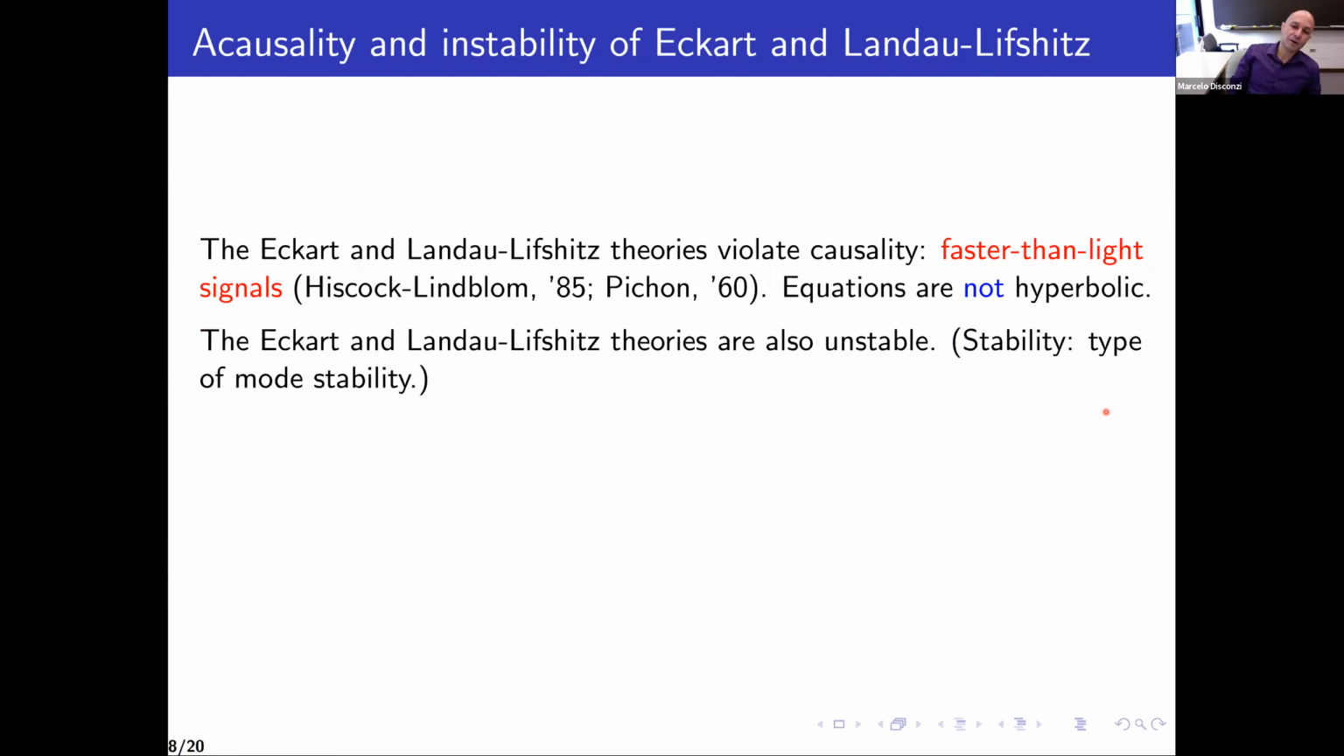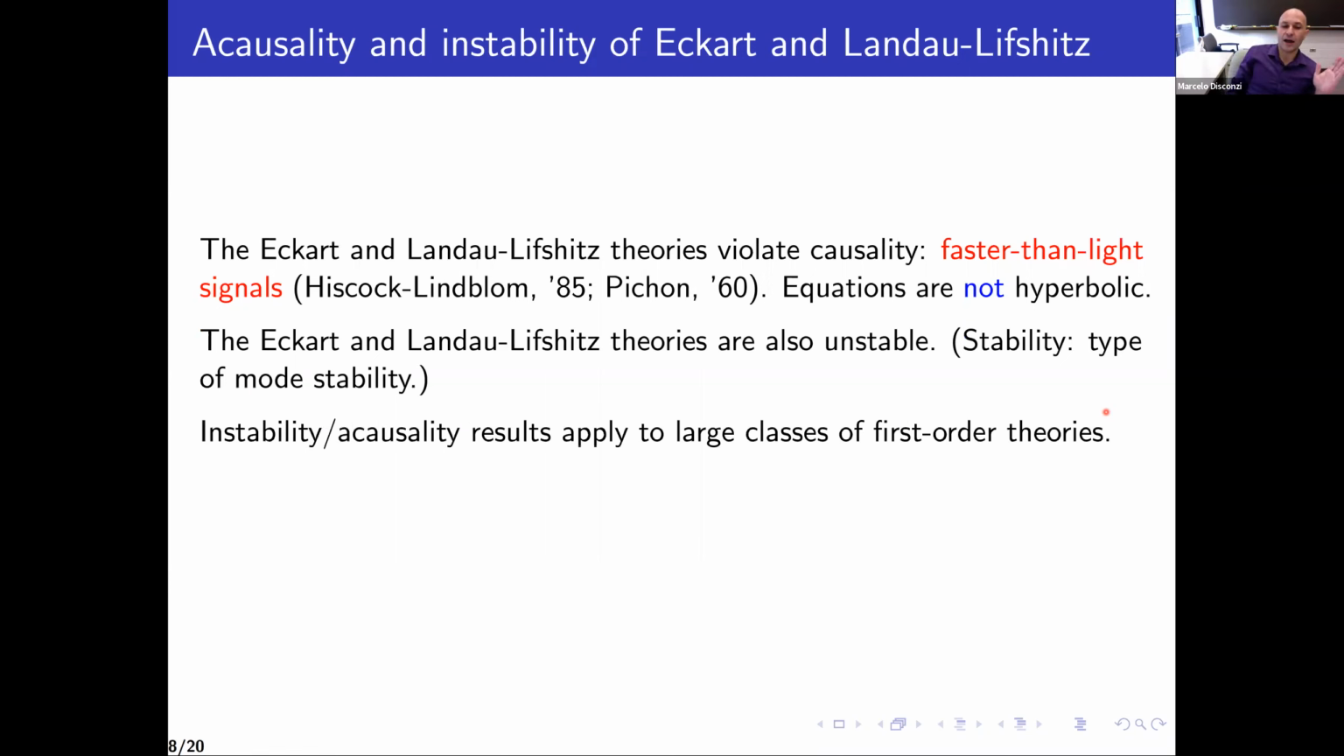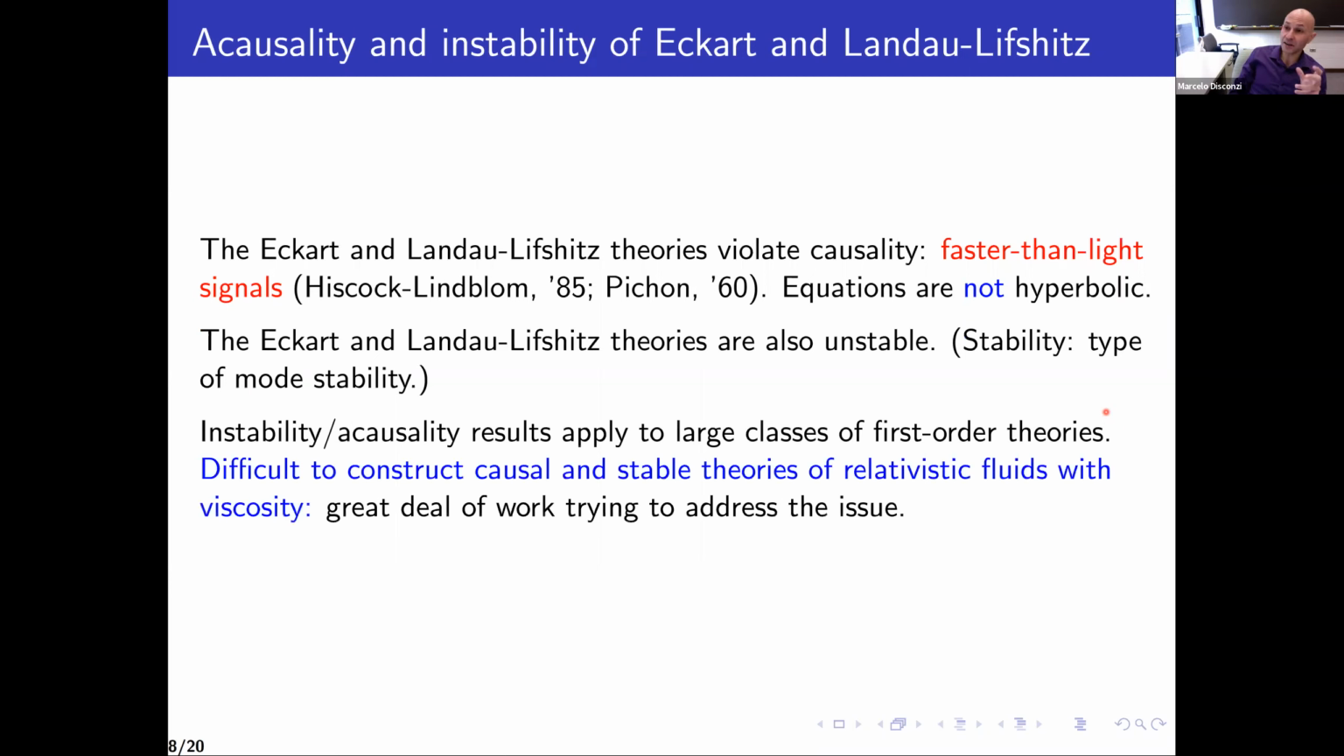There are other problems with these theories. They also are unstable, and stability here is just in the sense of mode instability. And this instability and acausality result applies not only to these two theories, it actually applies to a large class of first-order theories. So the message that you should take away from this slide is that it is difficult to construct causal and stable theories of relativistic fluids with viscosity. Okay, so the modeling is not trivial. It's difficult to enforce causality and stability if you try to put viscosity in your theories.